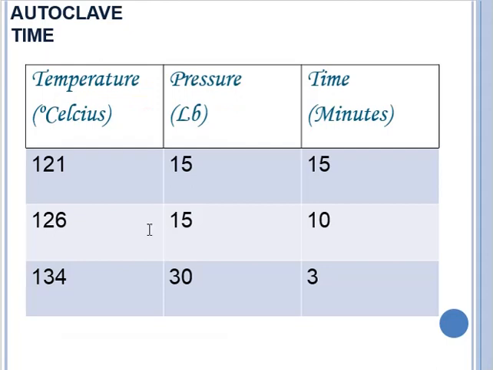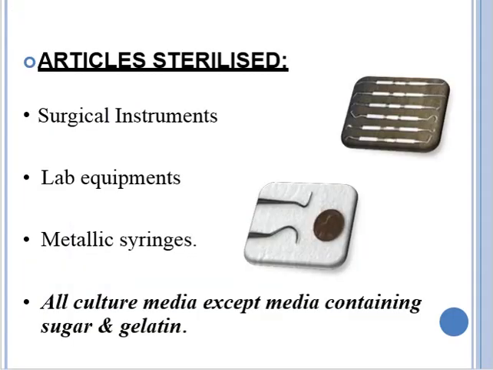How it is used, or time and pressure and temperature is maintained. If the temperature is 121 degrees Celsius, pressure should be 15 pounds and time is 15 minutes. And if 126, then the same pressure but time is reduced to 10 minutes. And if temperature is increased up to 134 and pressure is 30, then only 3 minutes for the instruments to be sterilized. And articles used: surgical instruments, lab equipments, metallic syringes, and all culture media except those containing sugar and gelatin.